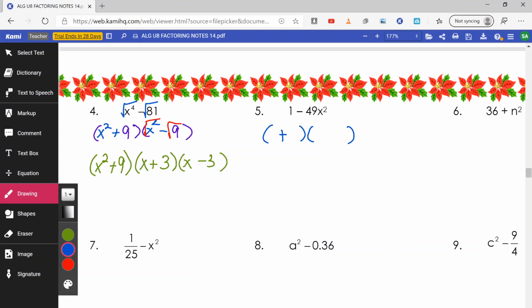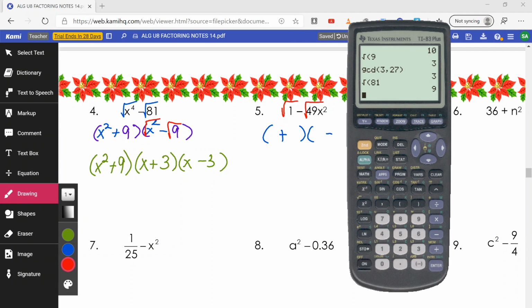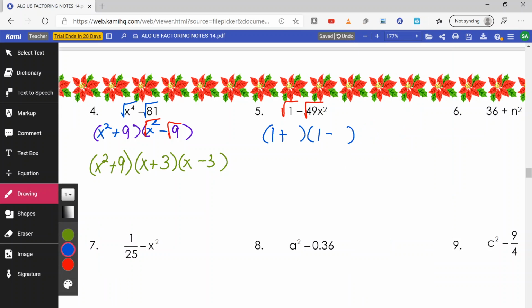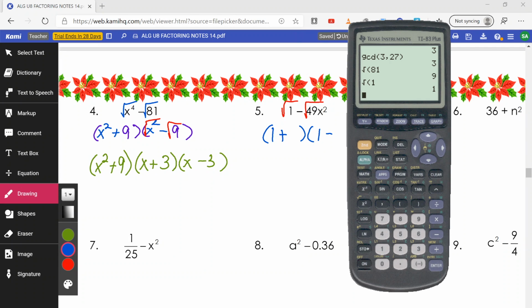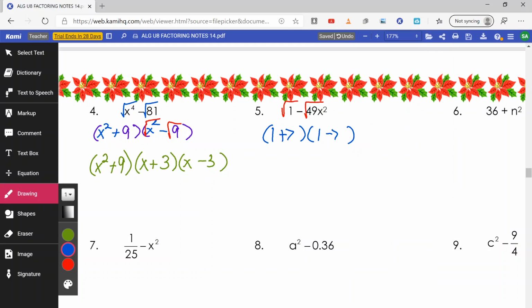So again, anytime it's a difference, we put a plus and a minus, and we take the square root, in this case, of 1 and 49x squared. Square root of 1 is just 1. So our first number will be 1, and then we'll take the square root of 49. So we have 7, and then square root of x squared is x. So we end up with 1 plus 7x times 1 minus 7x.